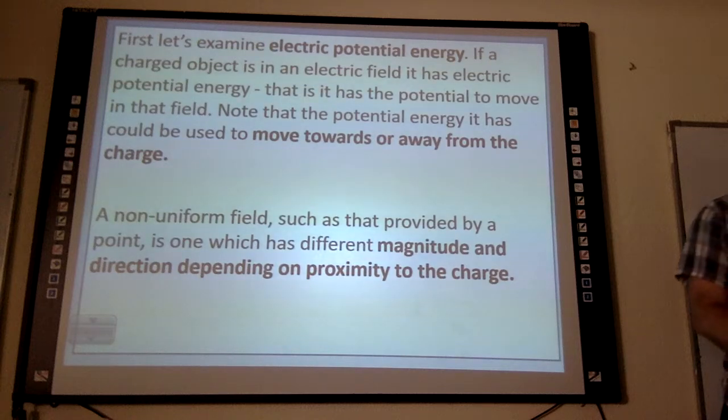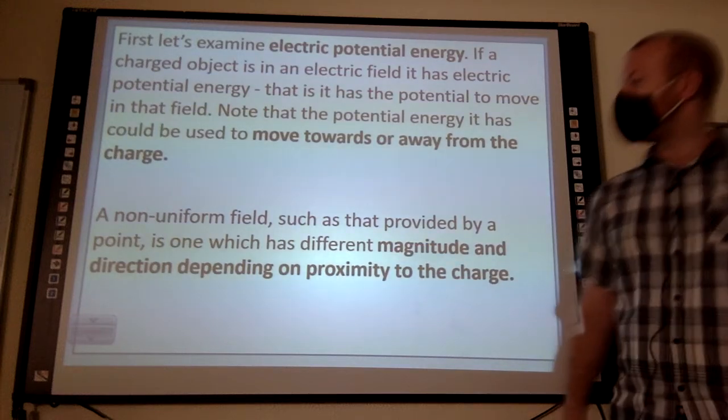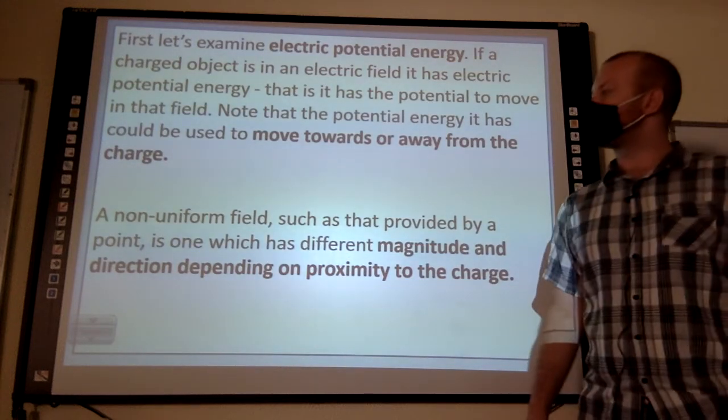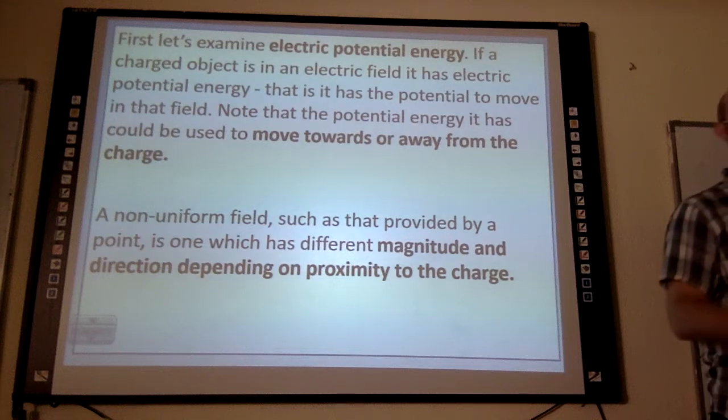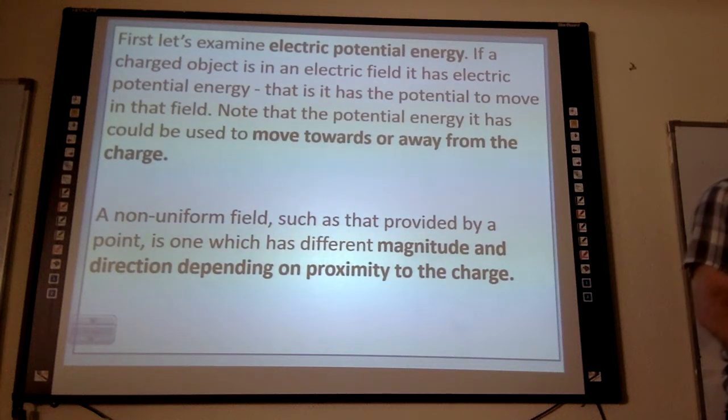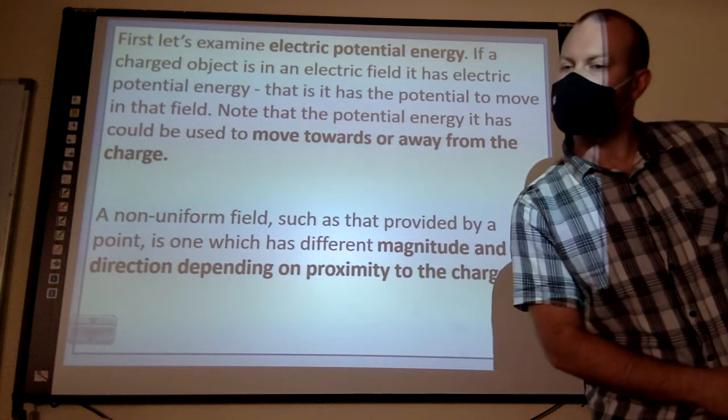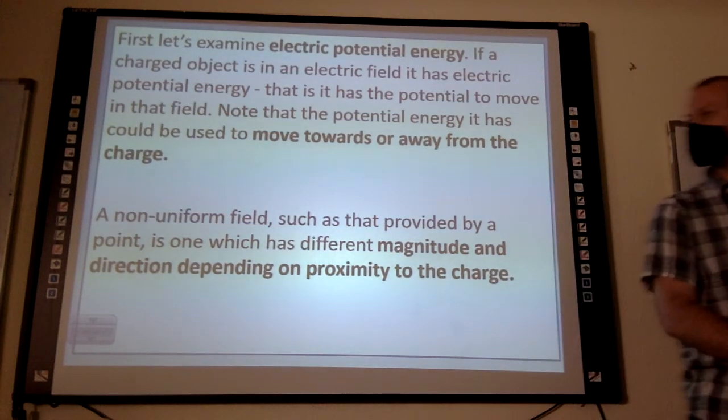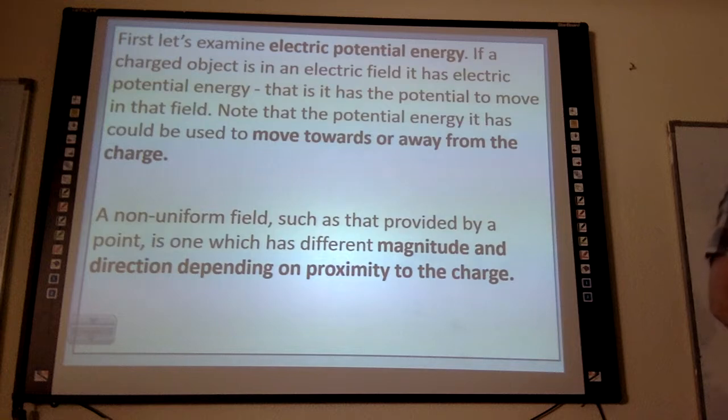It's going to look very similar to your gravitational potential energy, as many of our stuff here looks a lot like gravity. So this is non-uniform, meaning it is not the same everywhere. So the further away you are, your electric field changes. Tomorrow I'll talk about a uniform electric field. But everything we're talking about so far is not uniform, meaning it changes depending on where you are.